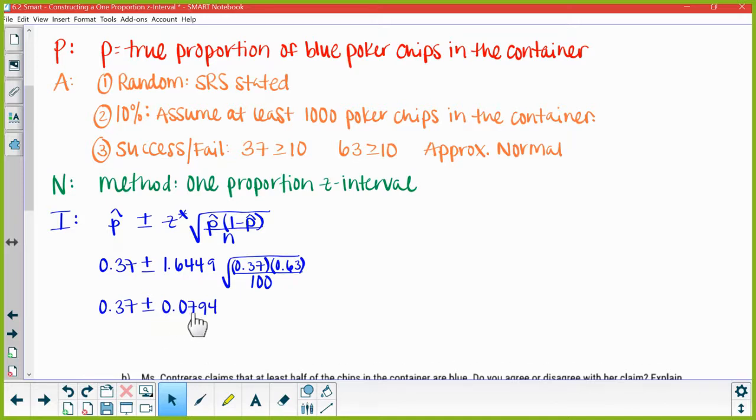This second half, the 0.0794, is my margin of error. Just in case they throw a question at you that asks, what is the margin of error? Just calculate the second half of the confidence interval. That's all you have to do. So my interval should be from 0.2906 to 0.4494.